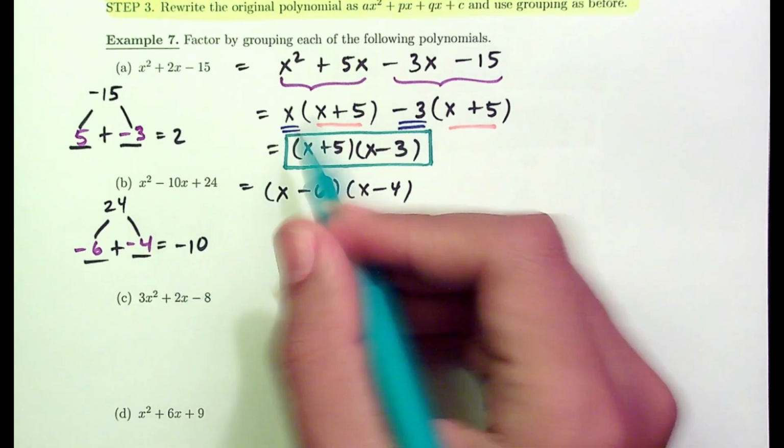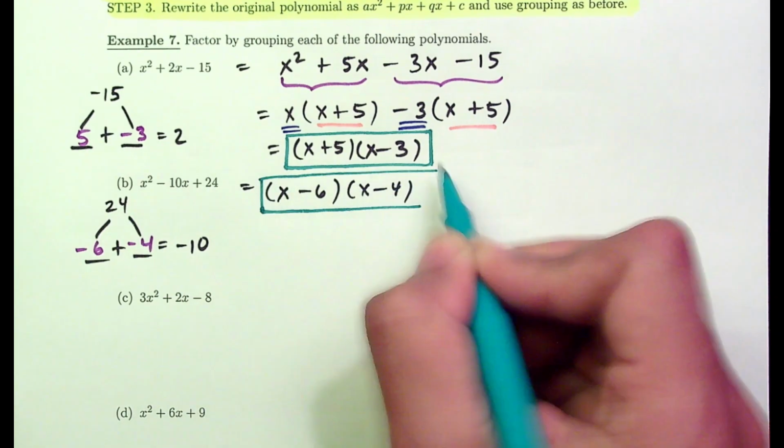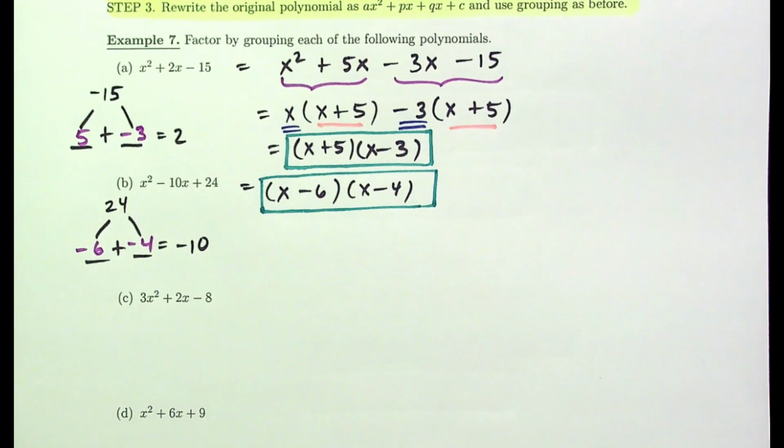I don't have to go through that process if the leading coefficient is 1. If the leading coefficient is not 1, you have to do that, do the grouping.